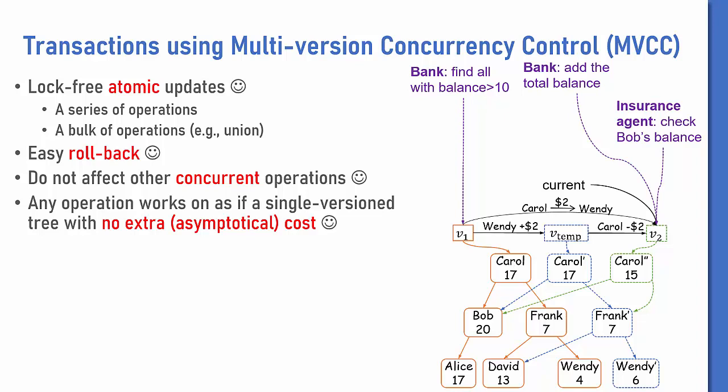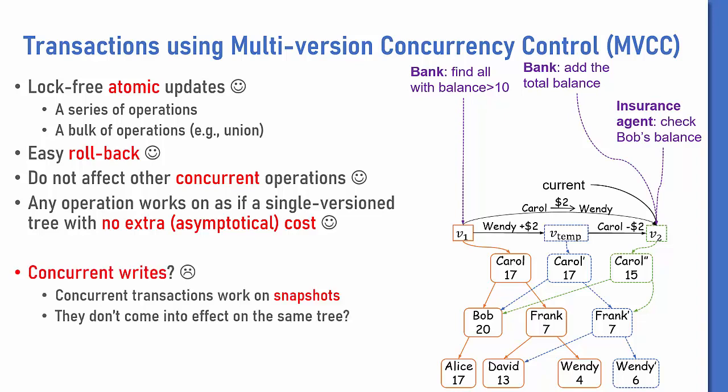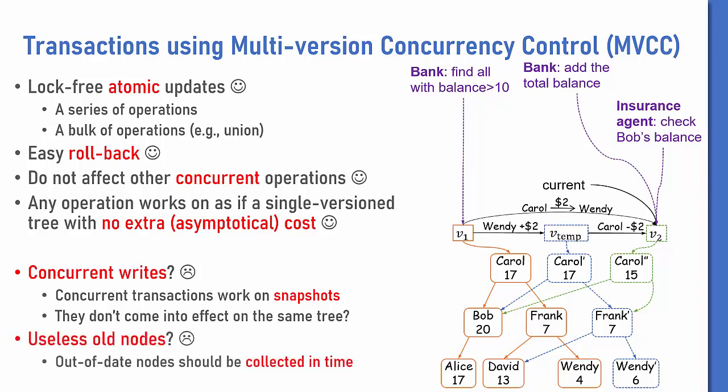But there are still some things that are not quite satisfactory. First of all, if we have two concurrent updates, they each work on a snapshot of the database. So finally, each of them gets a separate version. They don't come into effect on the same tree. The other problem is that during this process, we have created a lot of new versions, so we copied many nodes. When a node is not used anymore, we need to reclaim it, otherwise there will be a lot of space overhead. But the challenge is that by copying, different versions can share tree nodes.